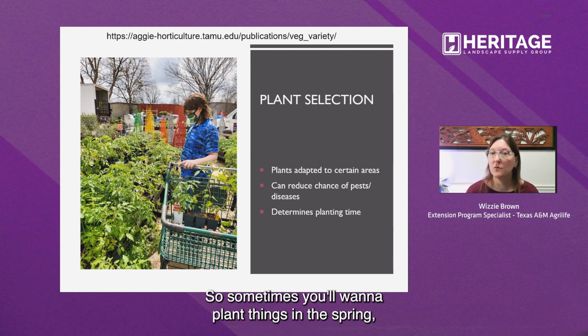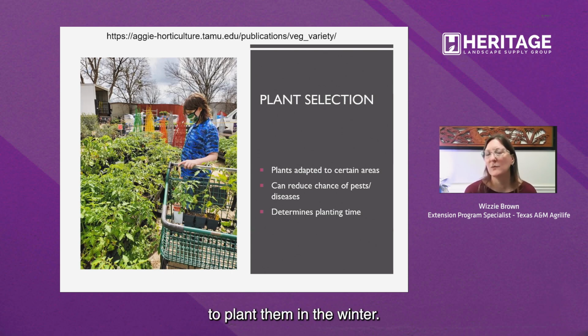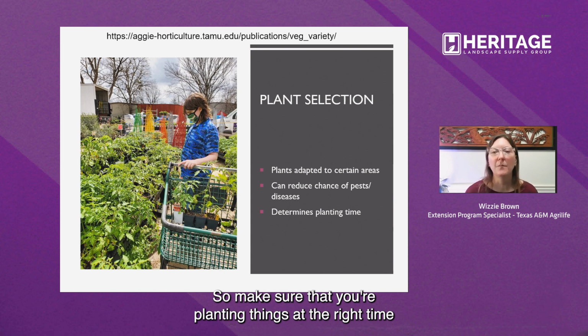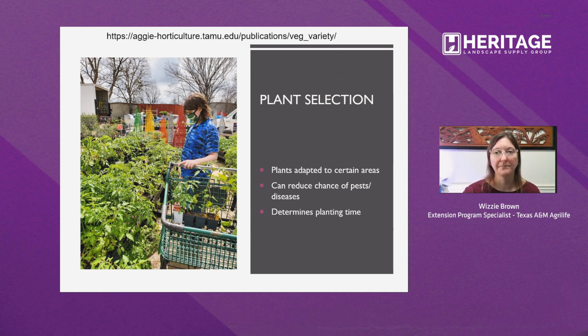So your plant selection is also going to determine your planting time. Sometimes you'll want to plant things in the spring, sometimes you want to plant things in the fall. There are sometimes with trees that you want to plant them in the winter. So make sure that you're planting things at the right time of year, because that will, again, ensure success for that plant to help it resist things later on.